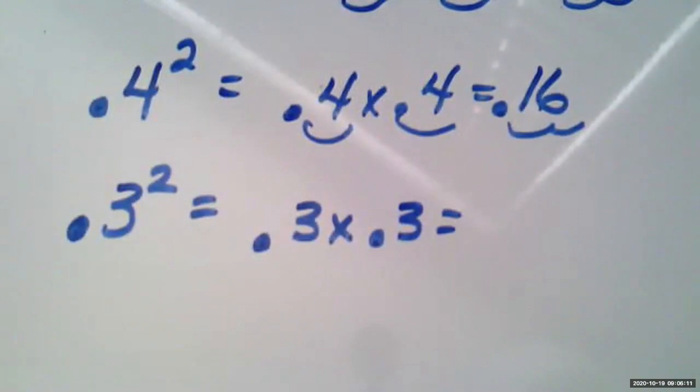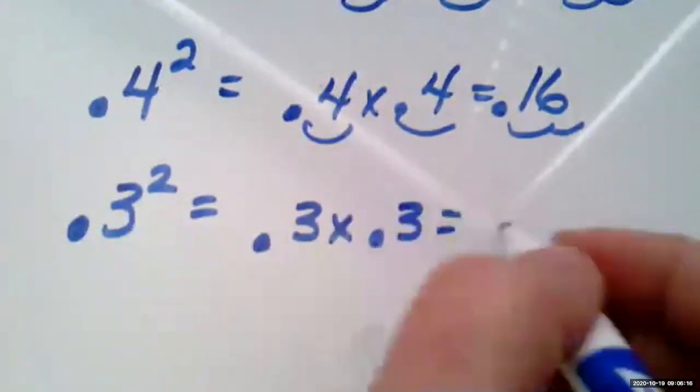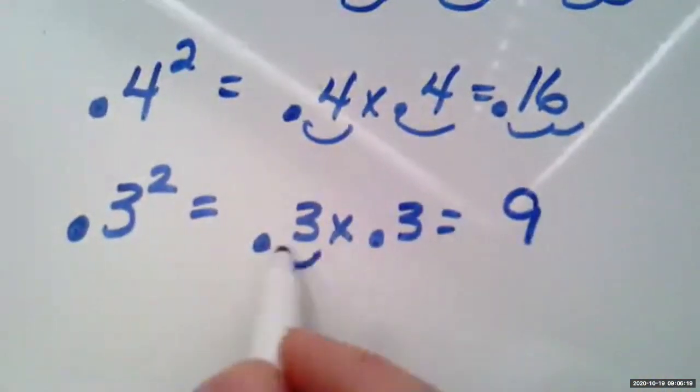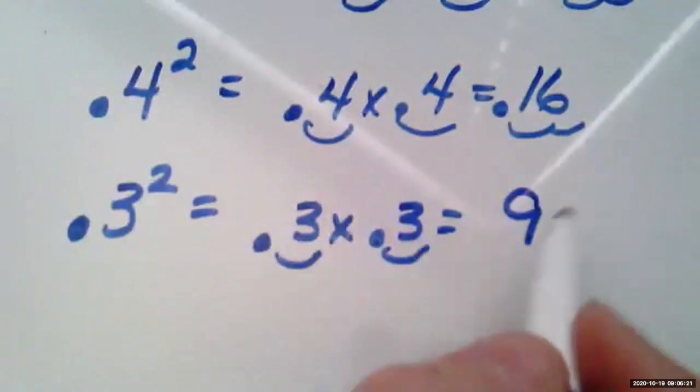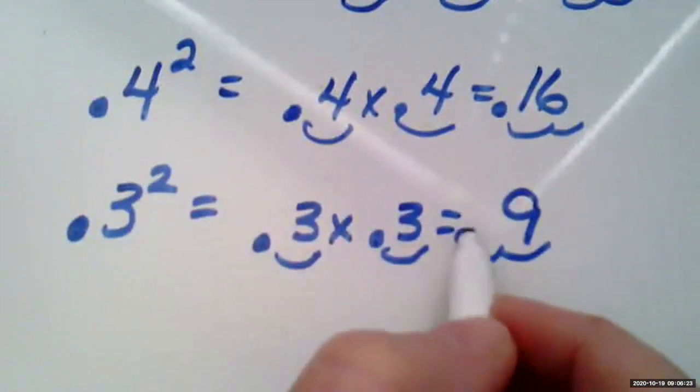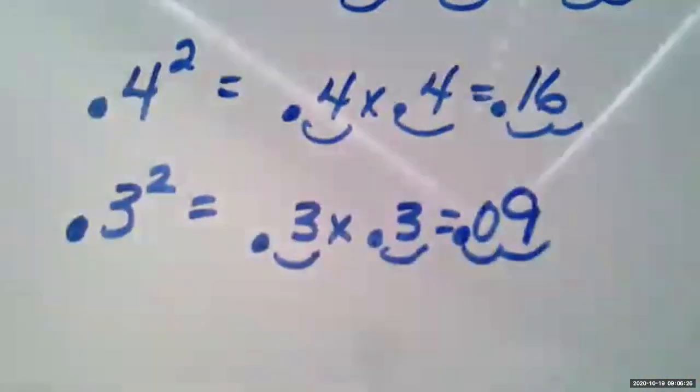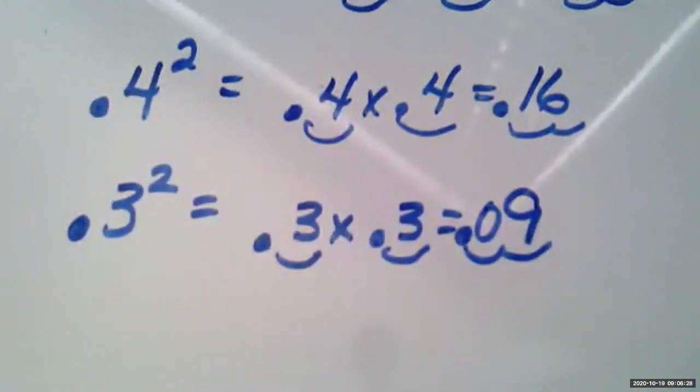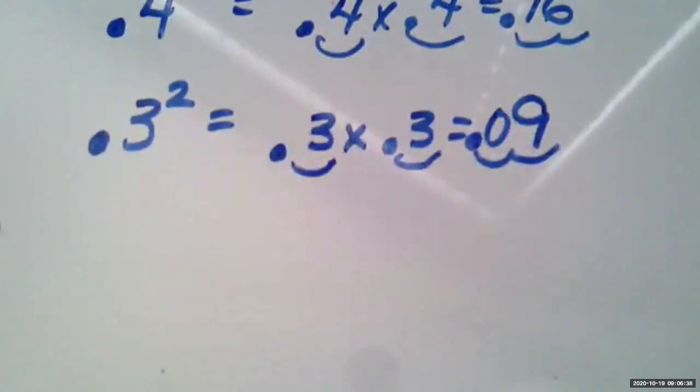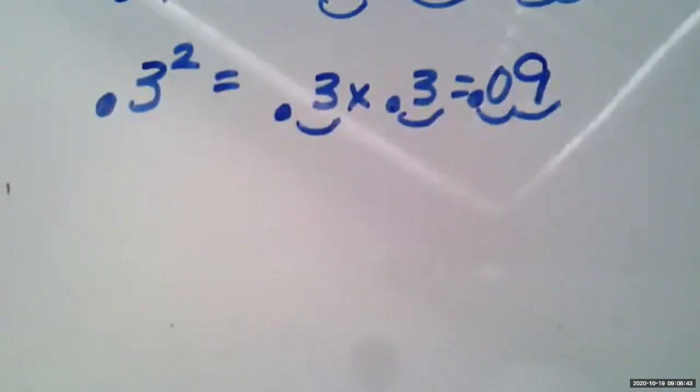Oh, I got two people with the right answer so far. So 3 times 3 is 9. You still have 2 digits behind the decimal. 0.09. Brooklyn, you got your decimal in the wrong spot there, dear. Oops, I put 6. That's a common mistake. People just try to multiply the exponent times the base number.